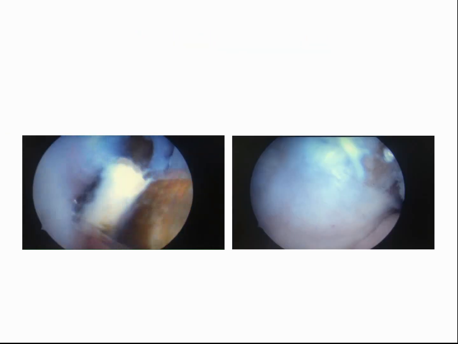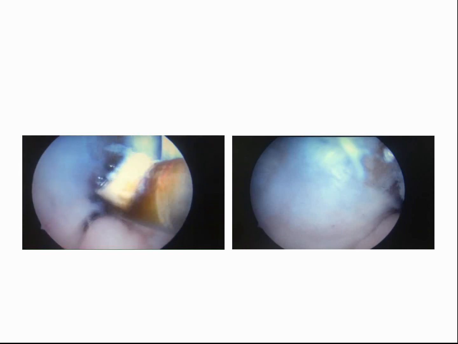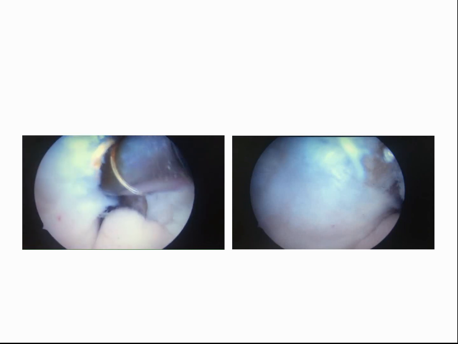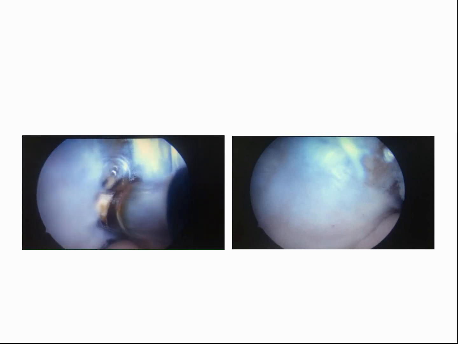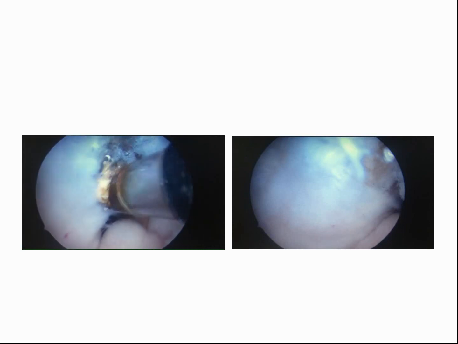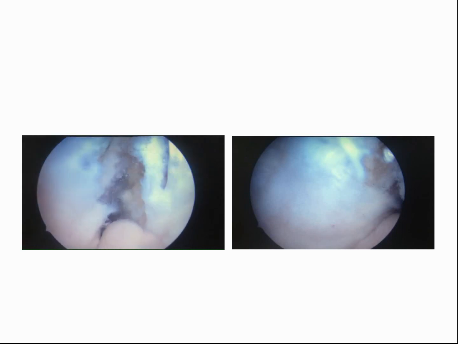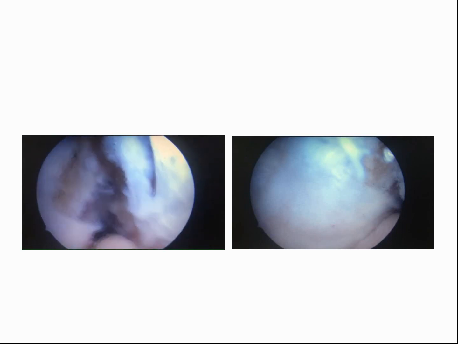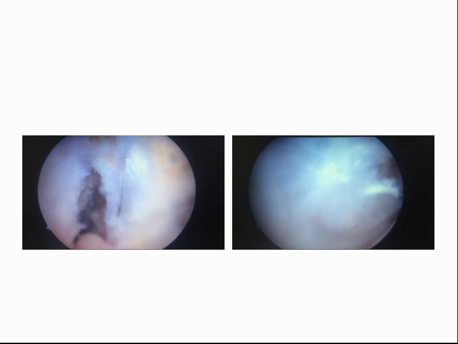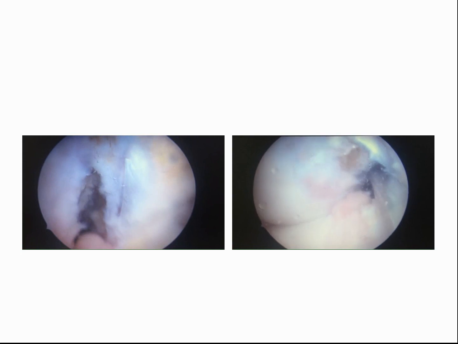Here I will be demonstrating the method of marking the center of the femoral ACL footprint. The first video demonstrates that by the use of radiofrequency ablation, we can mark the center of the femoral ACL footprint. I'm sorry, the video quality is not very good because of technical reasons. Anyway, I hope you will be able to understand some of it.